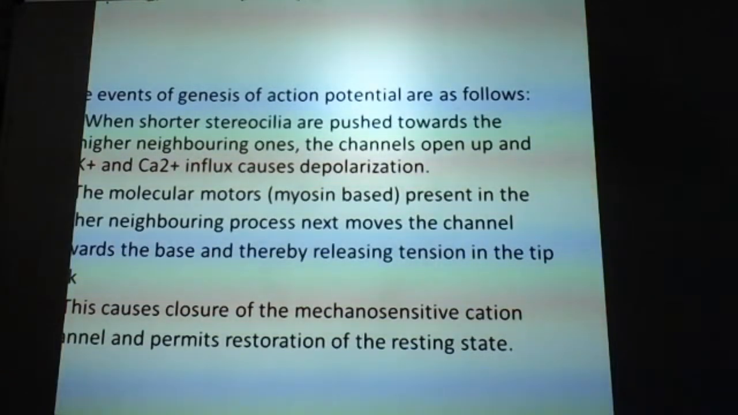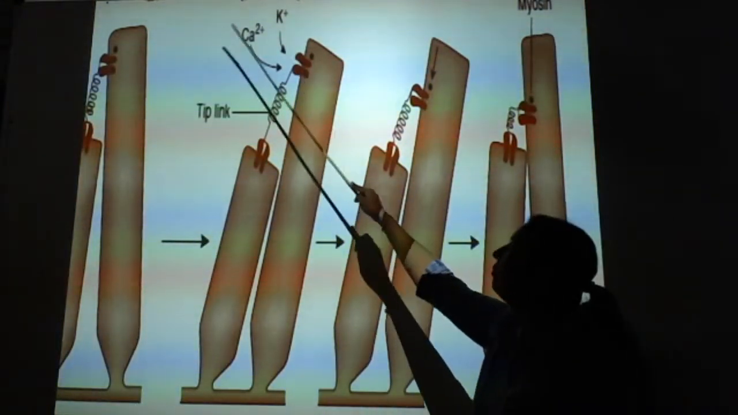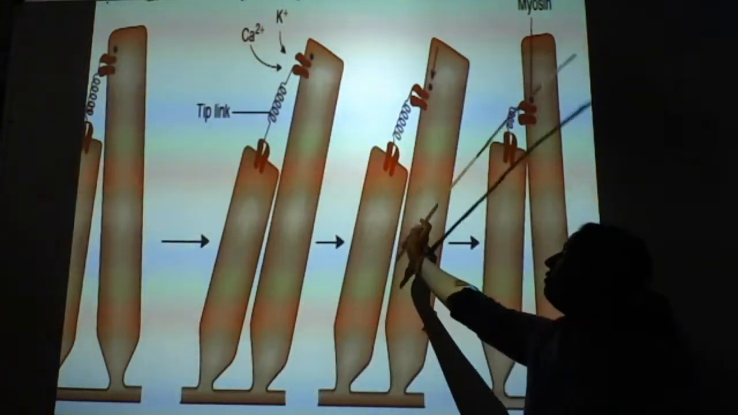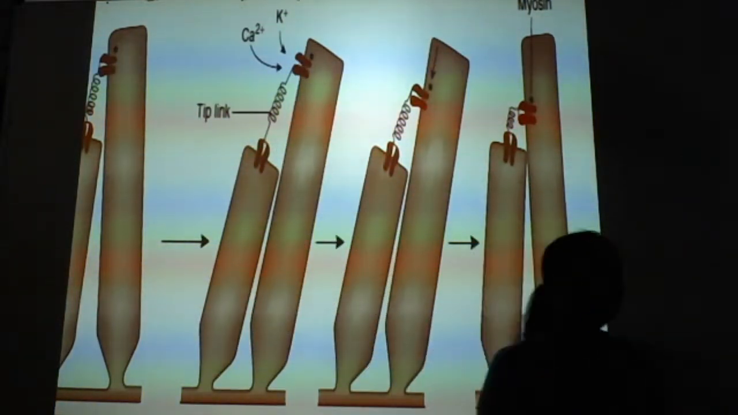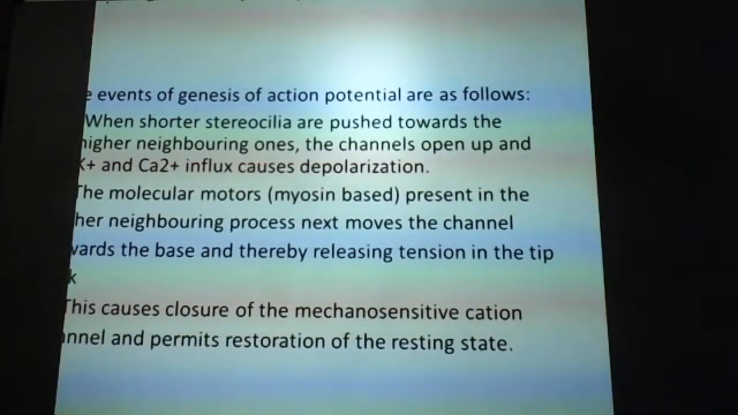The events of genesis of action potential are as follows. When shorter stereocilia are pushed towards the higher neighboring ones, the channel opens and potassium and calcium influx occurs. When they are pushed away from the higher ones, the channel remains closed. When shorter stereocilia are pushed towards the higher ones, the channels open, potassium and calcium influx takes place causing depolarization.